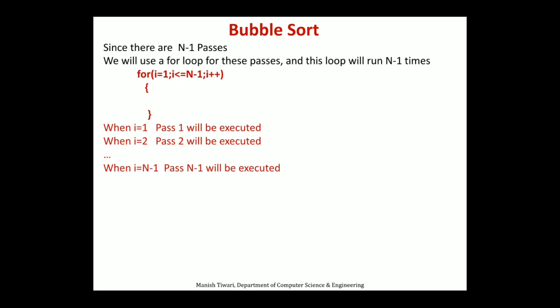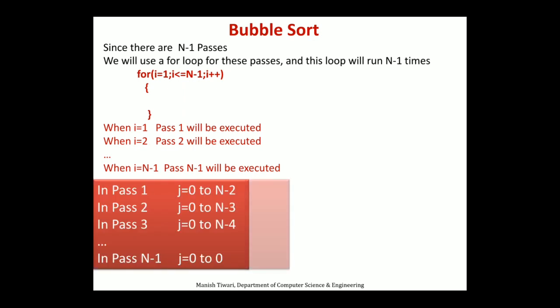That means we have to run a total of n minus 1 passes. So the loop of i will be executed n minus 1 times, from 1 to n minus 1, and for each value of i, one pass will be executed.